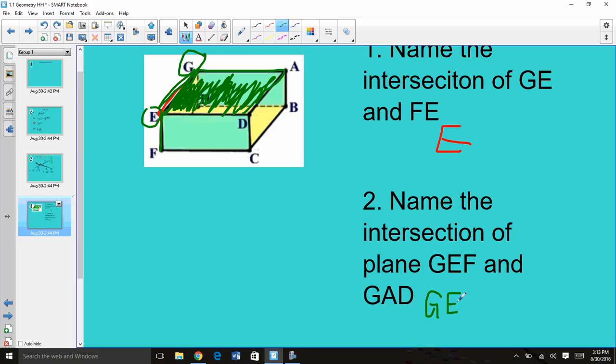So that connects those 2. And it's a line, remember, so we would want to put this line symbol above it. Remember, lines go on forever, and in this case, planes go on forever too, even though it doesn't look like it, it still does. So those would be our answers.